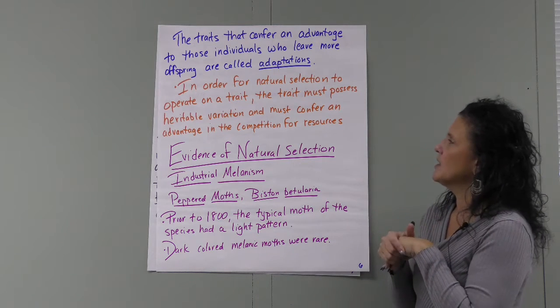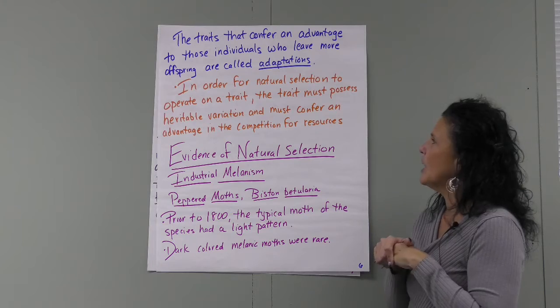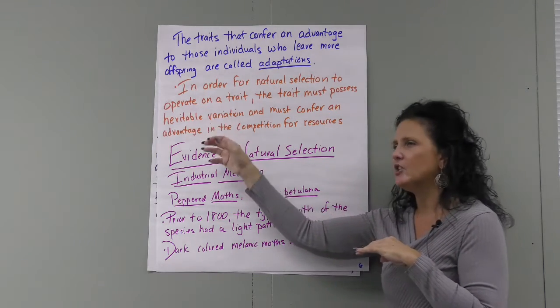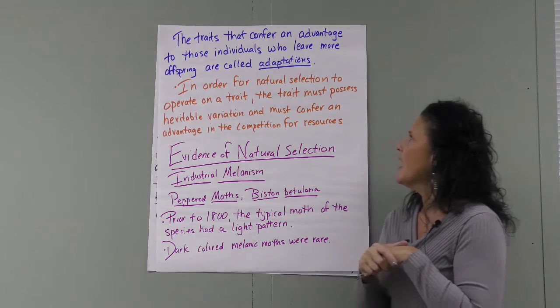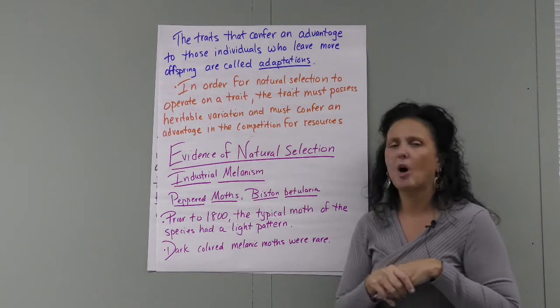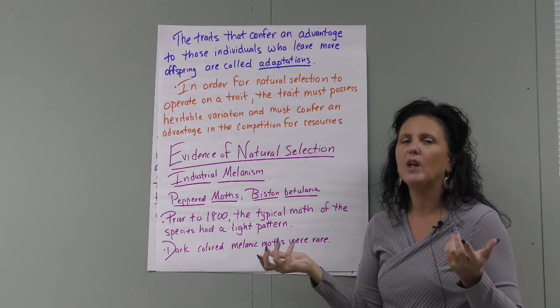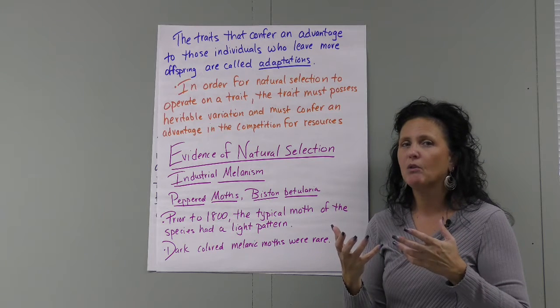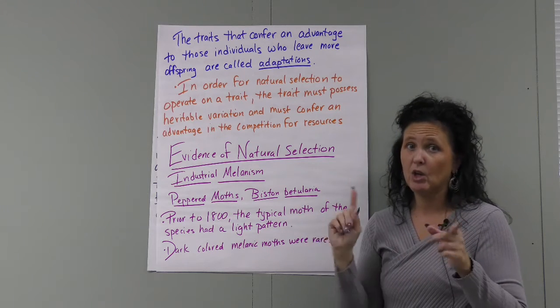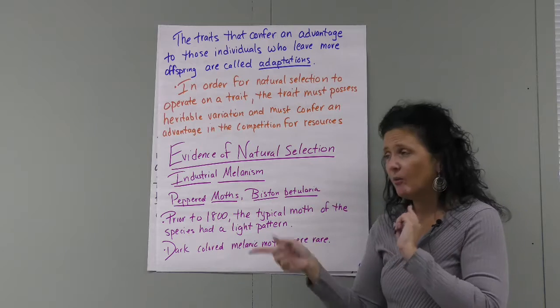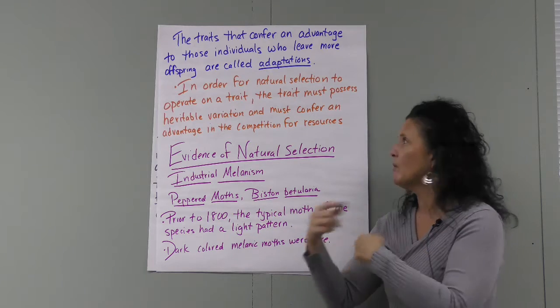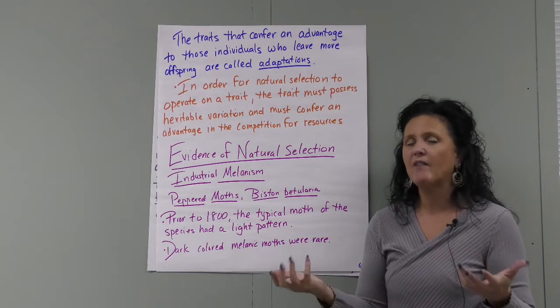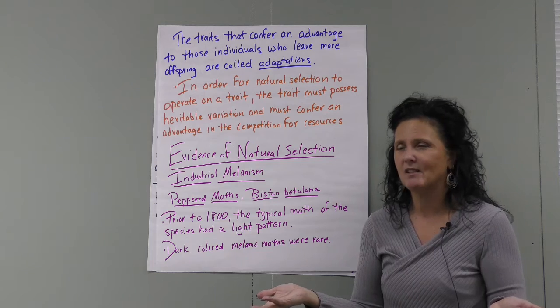In order for natural selection to operate on a trait, the trait must possess heritable variation. Variation you can inherit, and it must confer an advantage in the competition for resources, or we don't need it. I used to tell all of my students when I taught that biology is about two things, sex and food. Those are the two things, reproduction and what you eat. Those are the two things biology revolves around, because if you don't have either, your species ceases to exist.